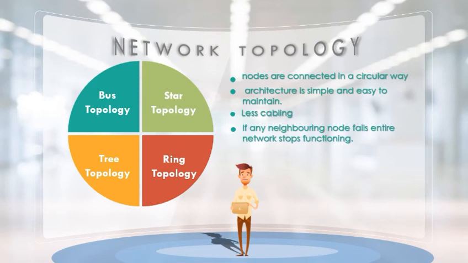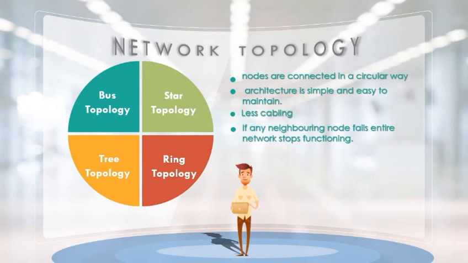All the data that is transmitted between the nodes in a network travels from one node to the next node in a circular manner, and the data generally flows in a single direction only. Nodes are connected in a circular way, and its architecture is very simple and easy to maintain. Unlike other topologies, less cabling is required. The main problem is that if any neighboring node fails, the entire network will stop functioning.